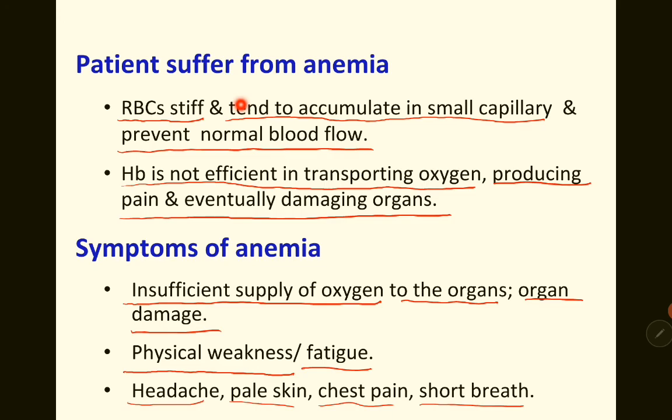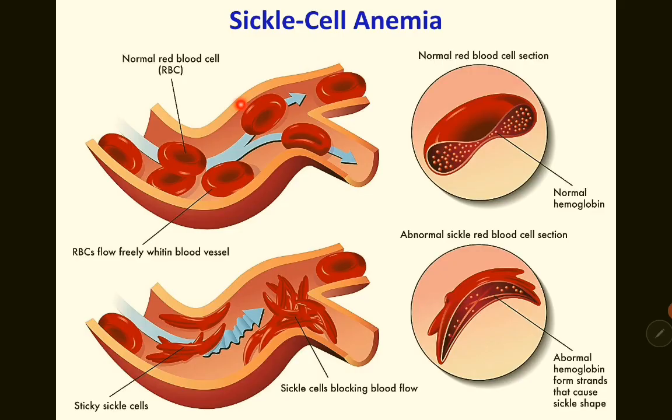When the red blood cell becomes sickle shape, this sickle shape red blood cell will tend to block the normal blood flow. So that's the reason why the oxygen is insufficient to be supplied to other organs.